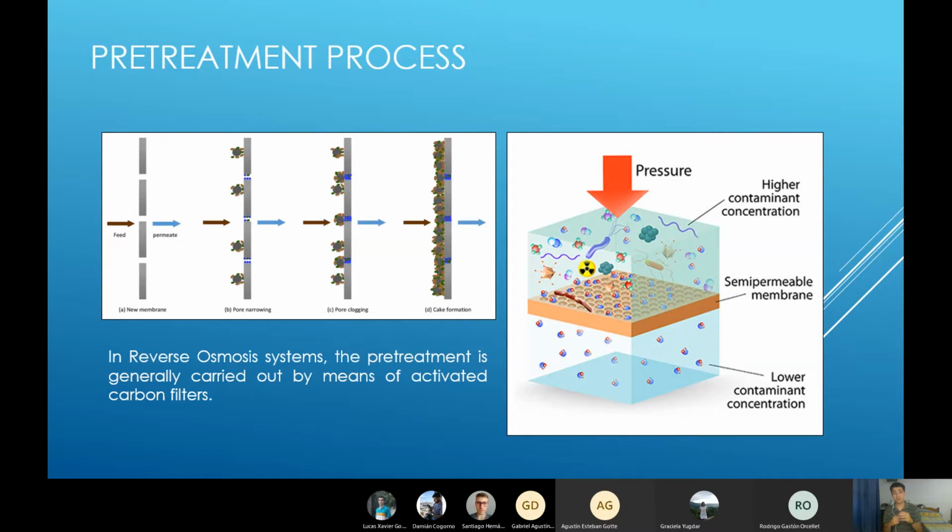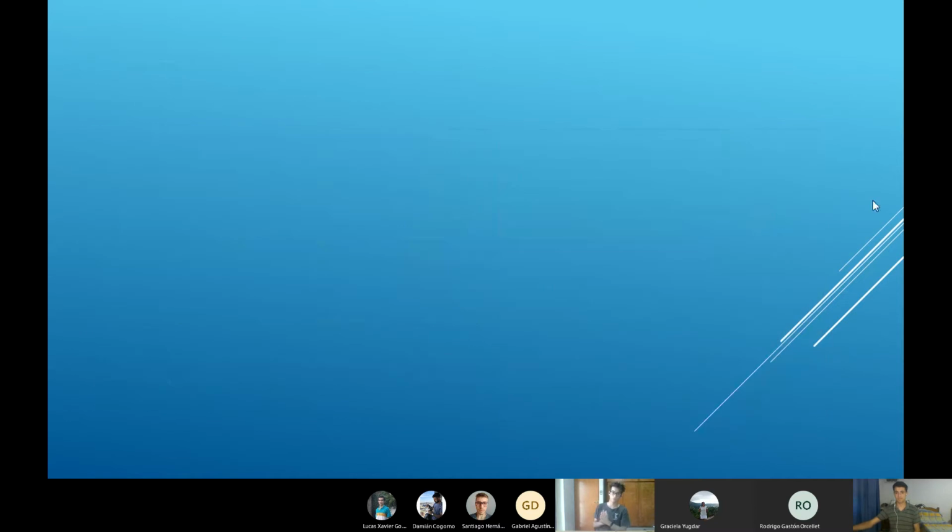In the first picture, we can see these pollutants or contaminants get stuck in the membrane, clogging it. For this reason, the pre-treatment is very important and necessary in reverse osmosis systems, and the pre-treatment is generally carried out by means of activated carbon filters. Now, Agustín, continue. Okay.